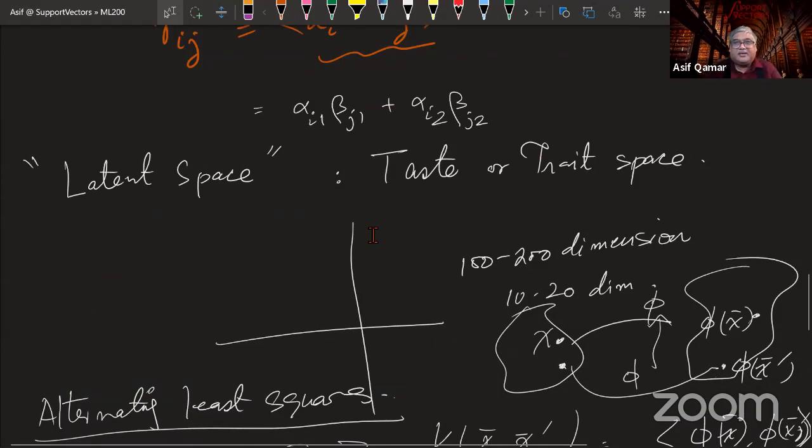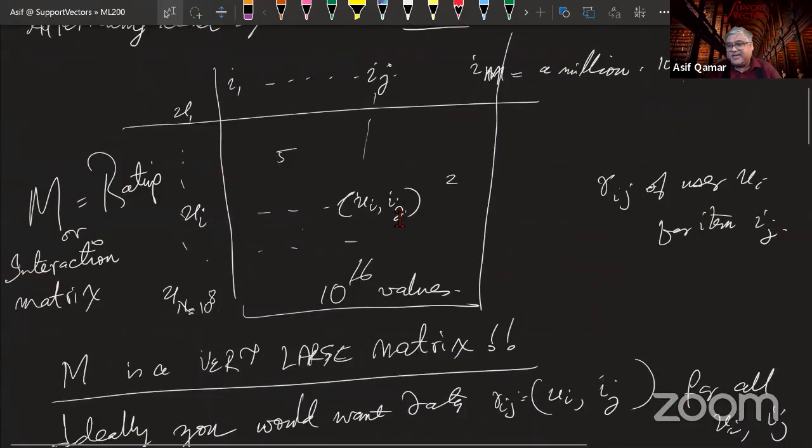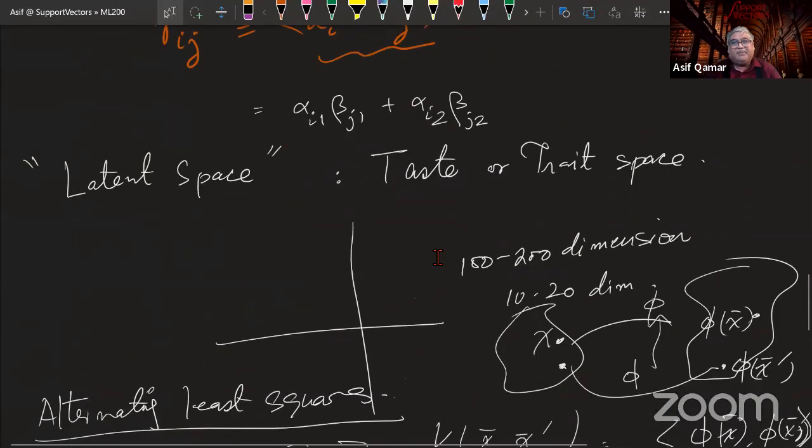See, your matrices are obvious data. This is transactional data. But you're hypothesizing that the reason people buy things or engage with certain items or watch certain movies is because items have certain traits and users have certain degree of taste for each of those traits. And so you have a latent space, not just 2 dimensions, but typically 10 or 20 dimensions or 100 or 200 dimensions, which are true representative of the item.